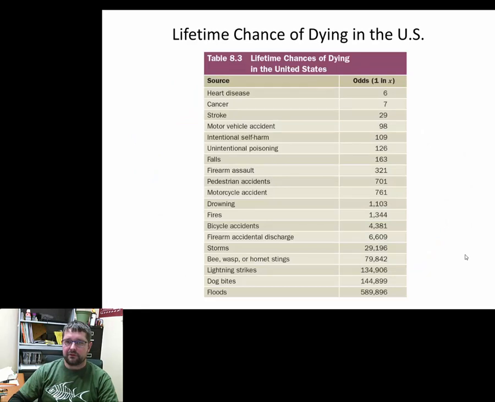So here, real quick, these are the lifetime chances of dying in the United States. Heart disease is number one, then cancer, stroke, motor vehicle accident. I can assure you sharks are not on the list. Floods, dog bites, bees, wasps, stings, lightning strikes. These are the odds. But the top four are heart disease, cancer, stroke, and motorized vehicles.